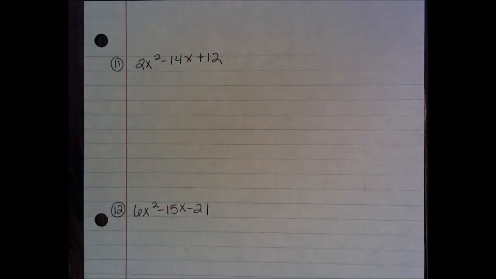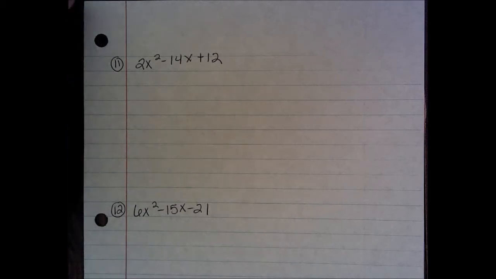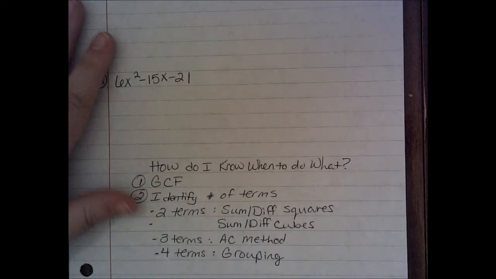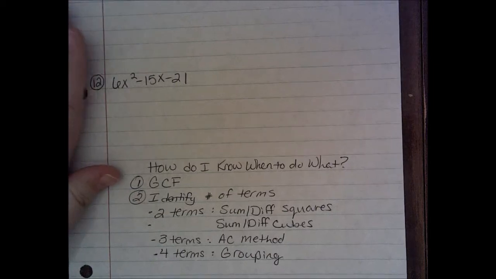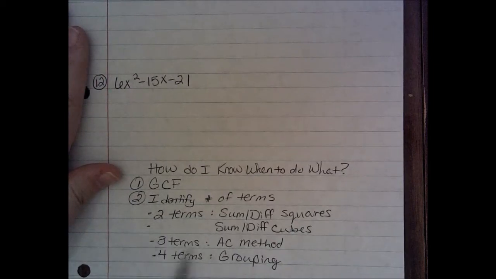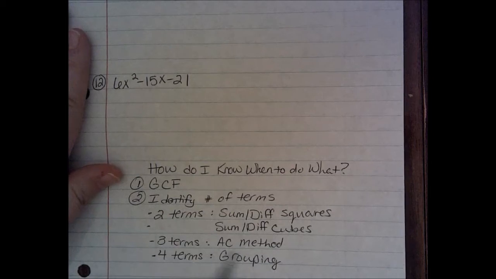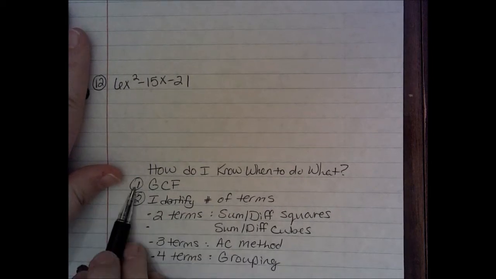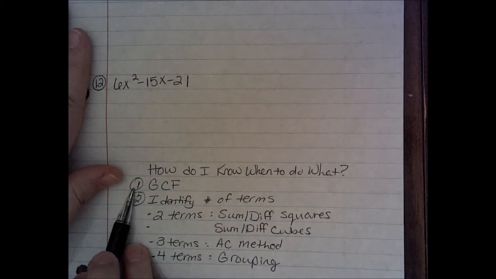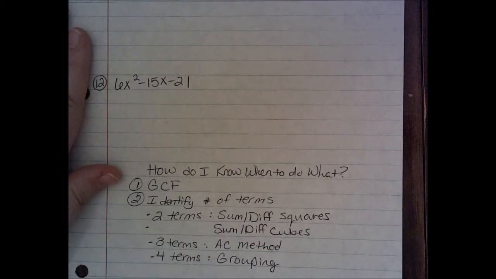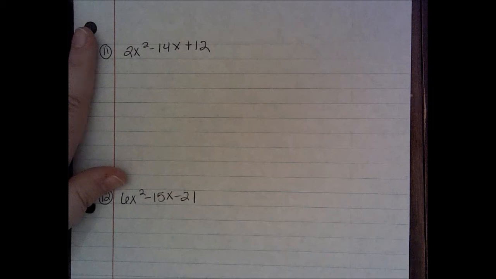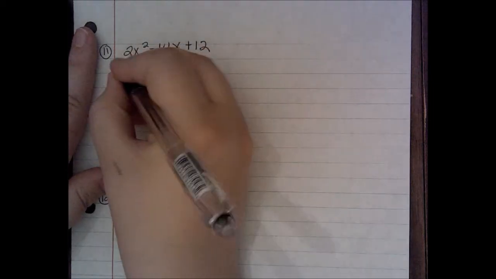So when we look at number 11, we have to go back to that chart that I showed you at the very beginning of factoring, which is how do I know when to do what? So we know we use the AC method when we have 3 terms, but there is a step before that we need to be conscious of. Step 1 is always to take out the greatest common factor, which we learned in that lesson is what each term has in common. So when I look at number 11, I notice there's a greatest common factor of 2. So I pull out a 2.